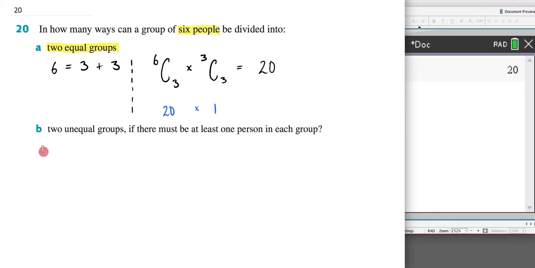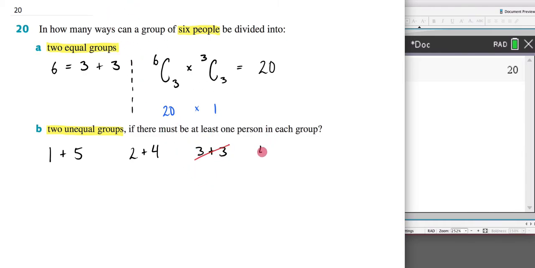Let's now go on to B, where I have 2 unequal groups if there must be at least one person in each group. So let's list out the ways I could have that. If there are 6 people and I'm trying to put them into 2 unequal groups, I could have 1 and 5. I could have 2 and 4. I couldn't have 3 and 3, because they're equal groups.